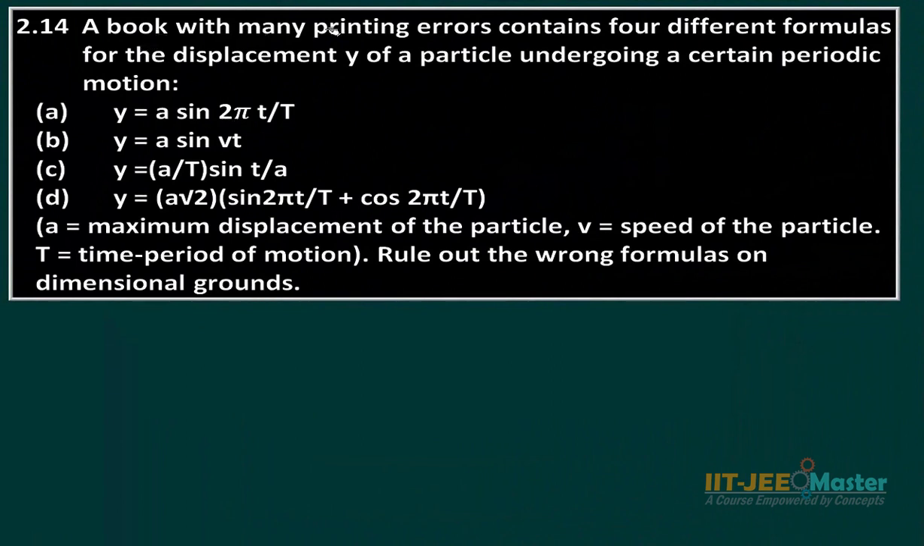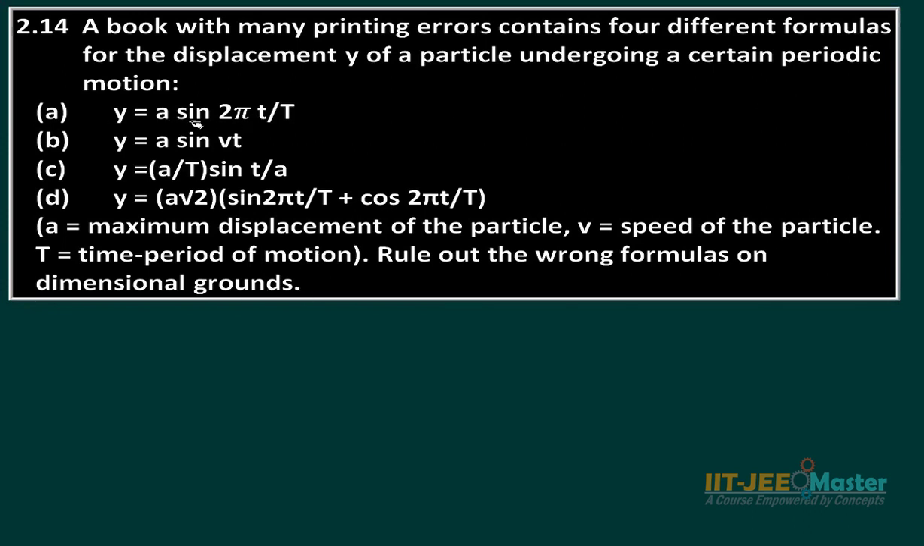A book with many printing errors contains 4 different formulas for the displacement y of a particle undergoing a certain periodic motion. Y is equal to a sine 2 pi t by T and so on. A is the maximum displacement of the particle, that is the amplitude. v is the speed of the particle. T is the time period of motion. Rule out the wrong formulas on dimensional grounds.